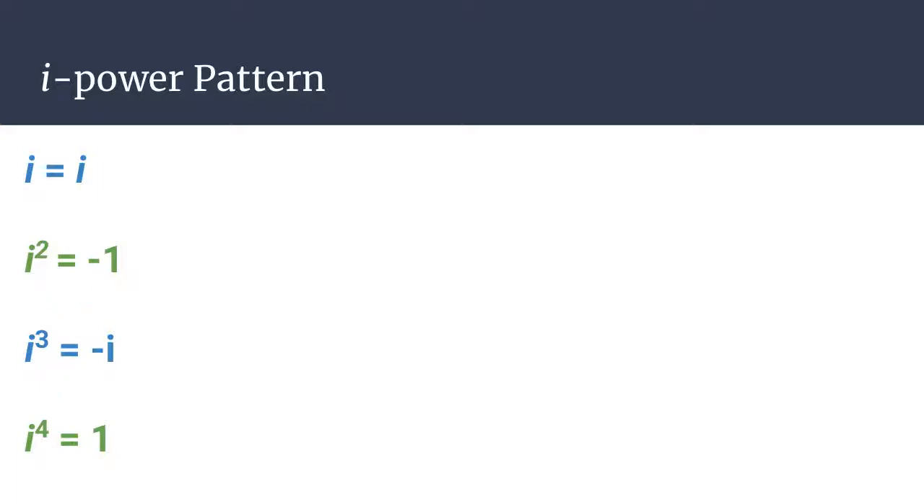i cubed would be i squared times i, which would be a negative i, because you have -1 times i. And then i to the fourth would be two i squareds being multiplied by each other, so -1 times -1 is +1. And these are our first four powers, because if you kept on going down to i to the fifth, that would bring you all the way back up to the top where you'd start.